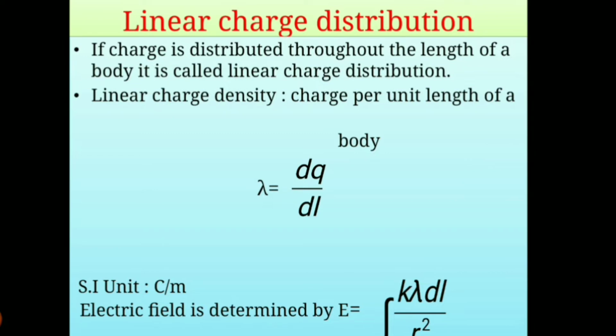You can find electric field by using the relation E is equal to integral of k, where k represents 1 by 4 pi epsilon naught, lambda into dl, which is nothing but dq, divided by r square. I repeat, E is integral of k into dq by r square, k is 1 by 4 pi epsilon naught. Instead of dq, I have written it as lambda into dl.